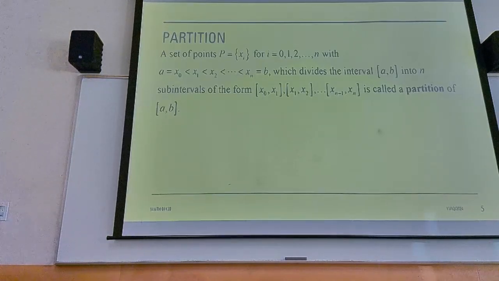Notice what is not stated: how to pick your partition. Because you can pick it however you want.